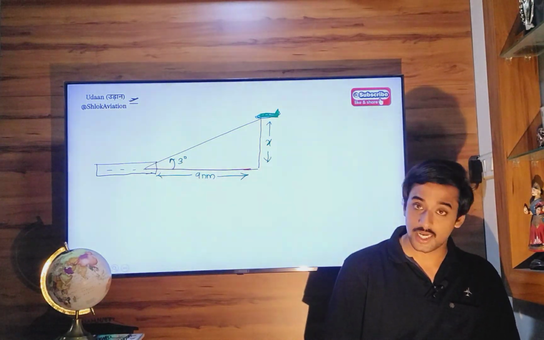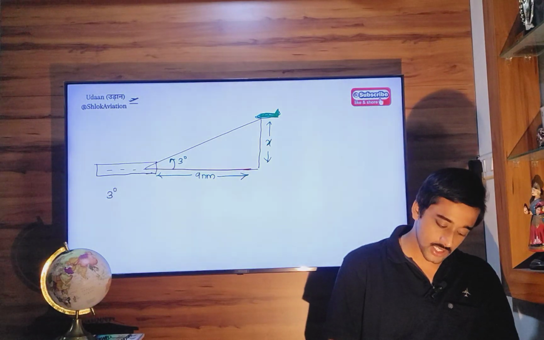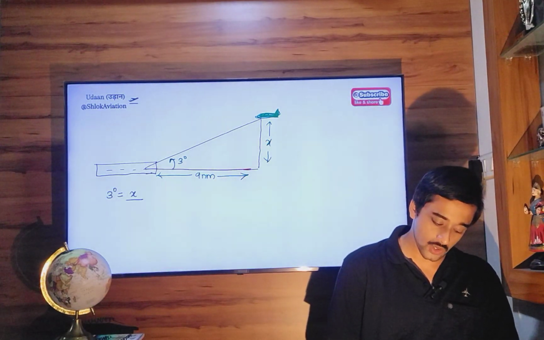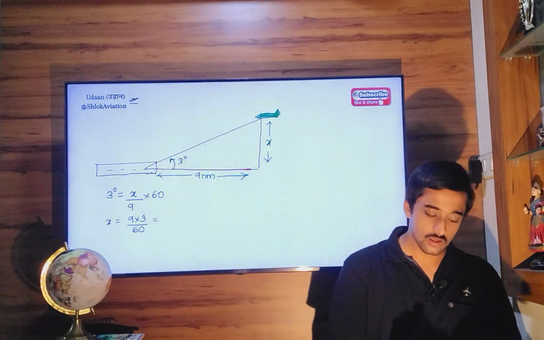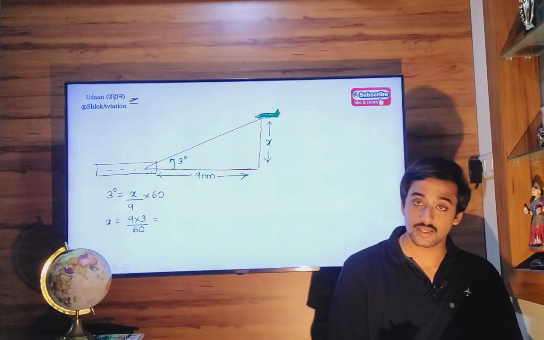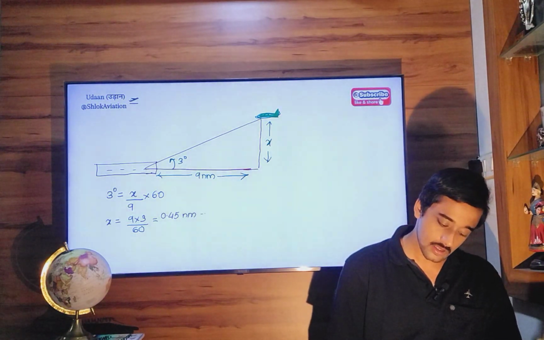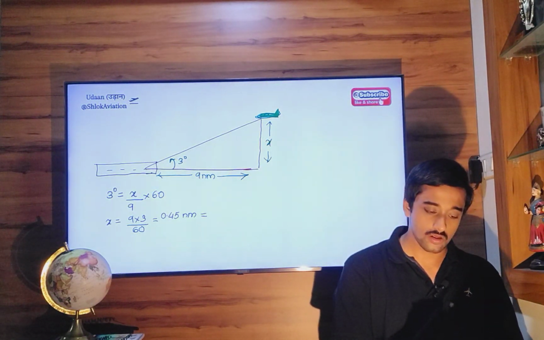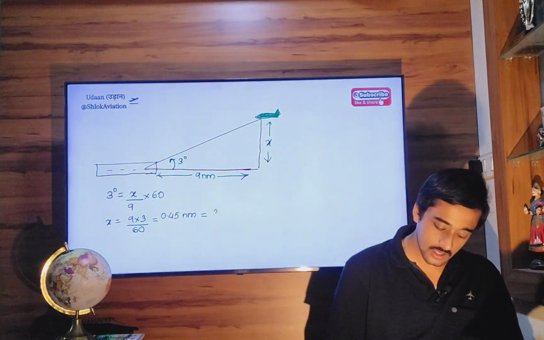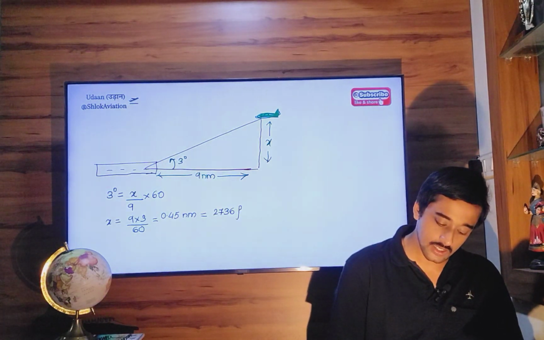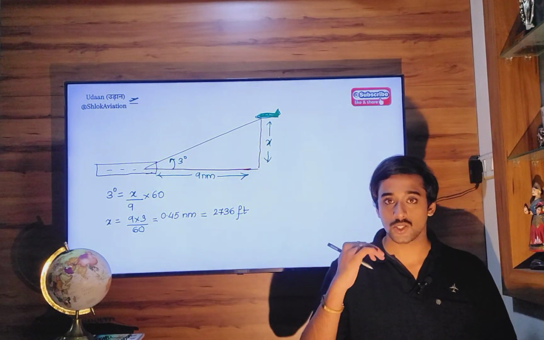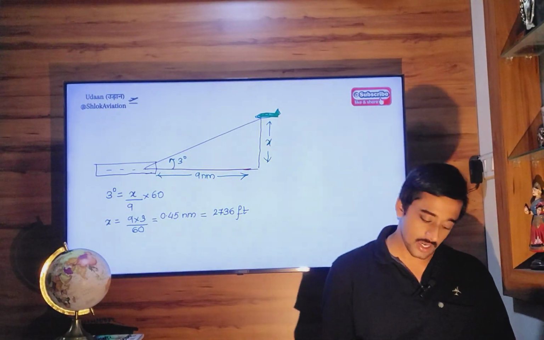The 1 in 60 rule says angle equals distance off track divided by distance gone into 60. So x equals 9 into 3 by 60. So 27 by 60 is 0.45 nautical miles. That is 2,736 feet. That means the aircraft is 2,736 feet high.